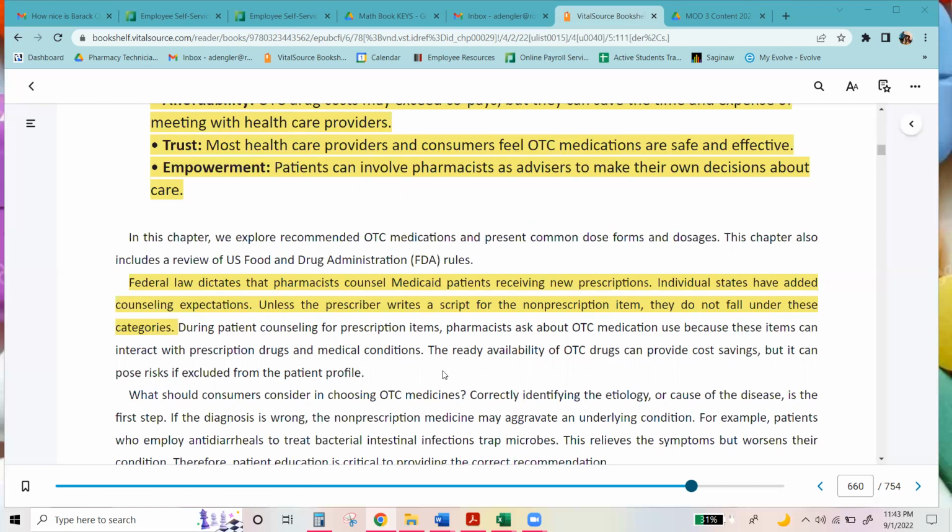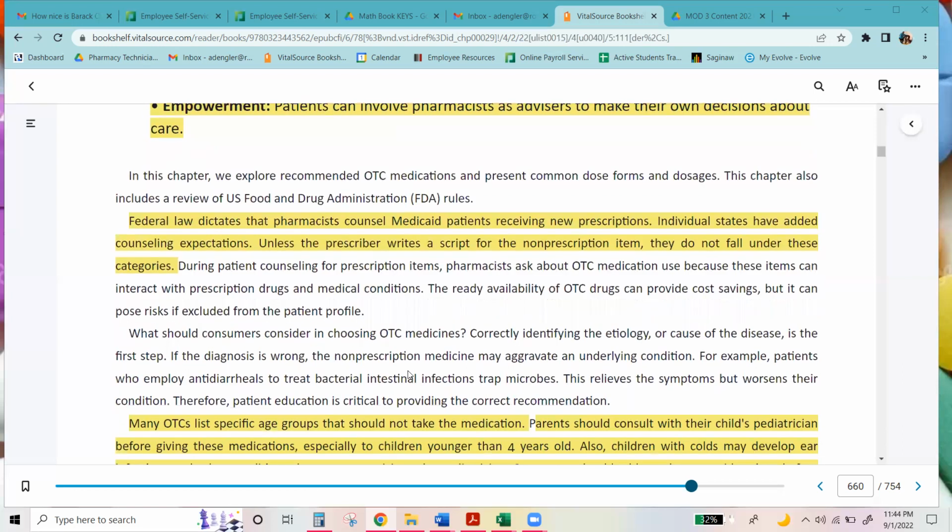The ready availability of OTC drugs can provide cost savings, but it can also pose risk if it's excluded from the patient's profile in the pharmacy. OTC medications interact with prescription medications and medical conditions. It is important that we have all of that information.